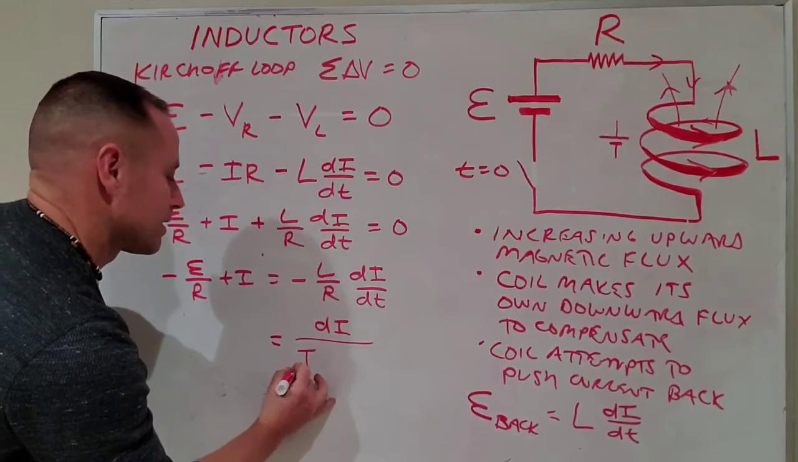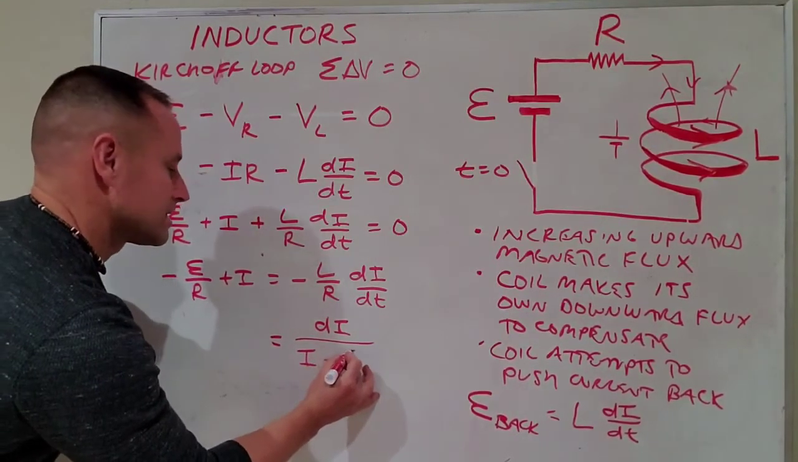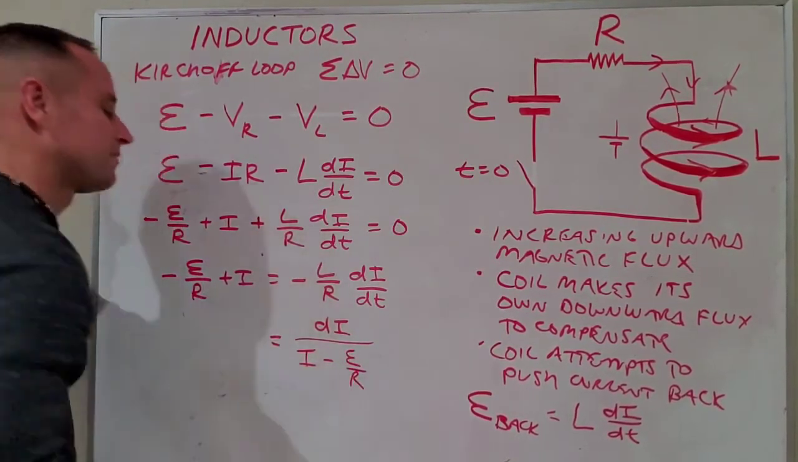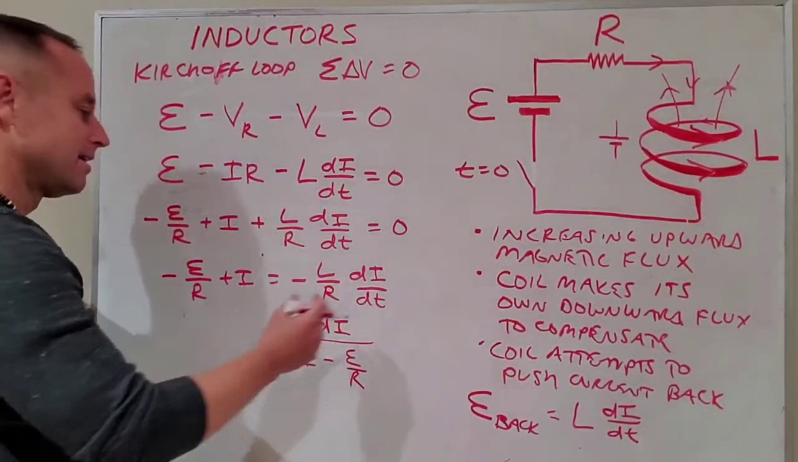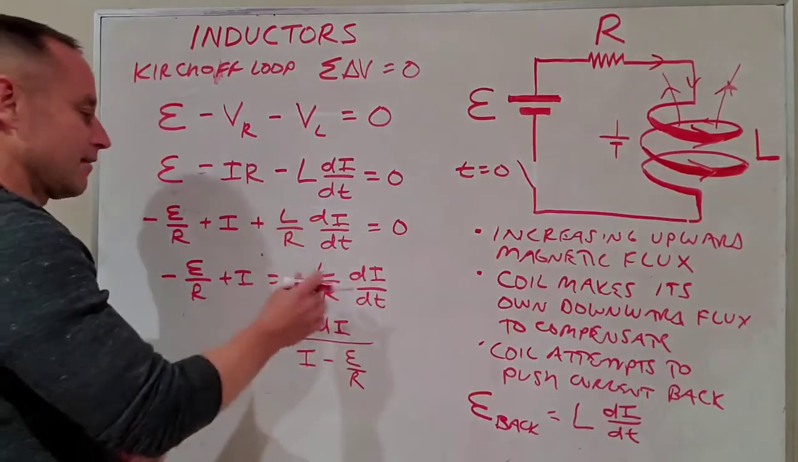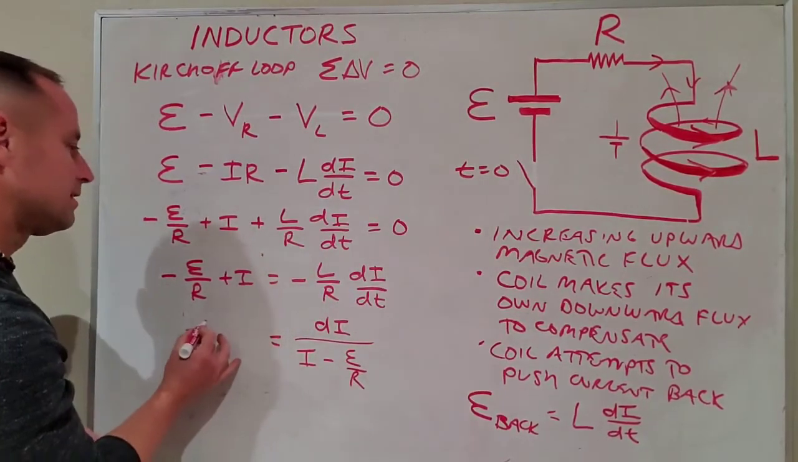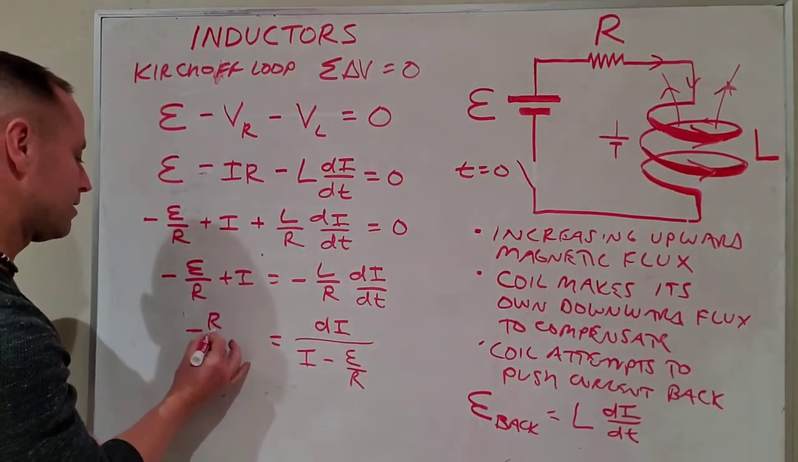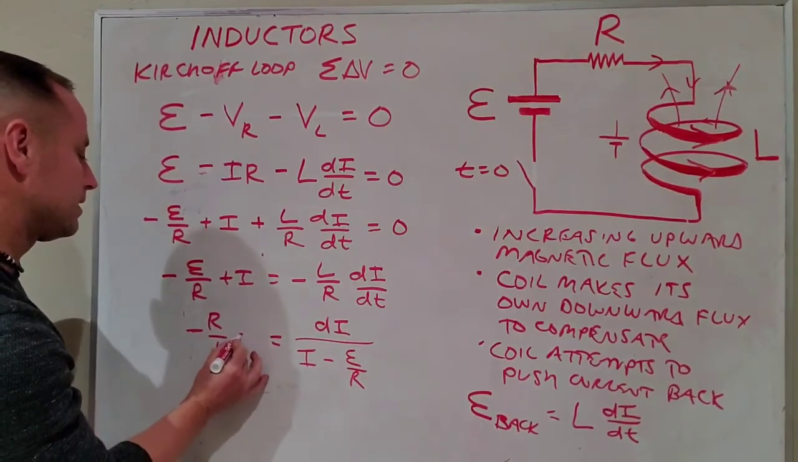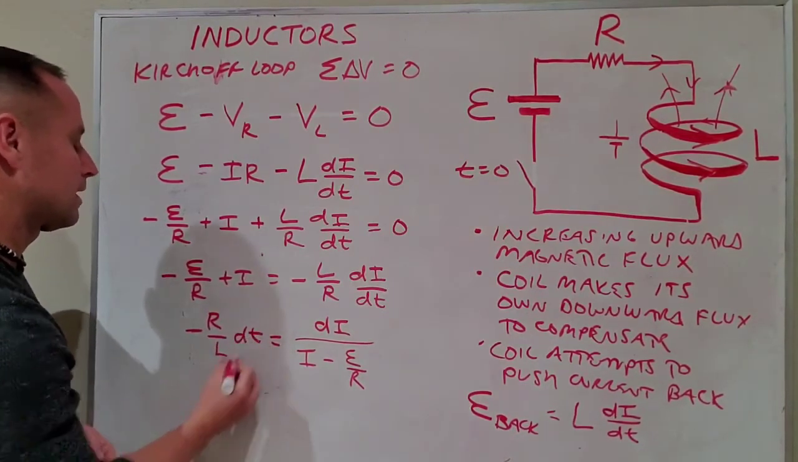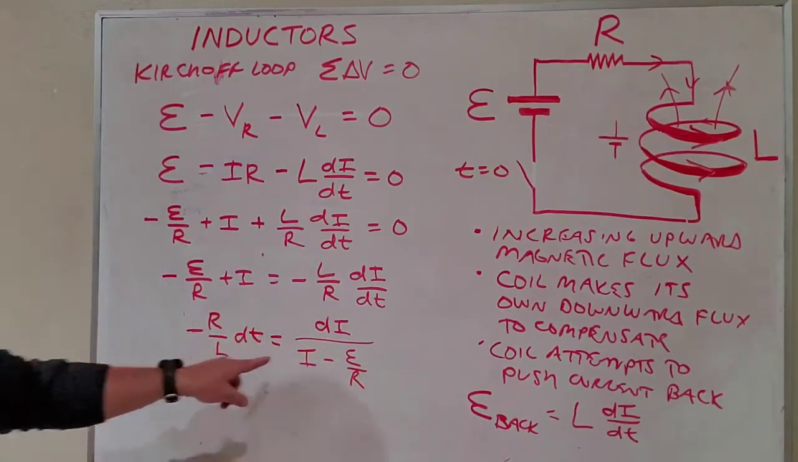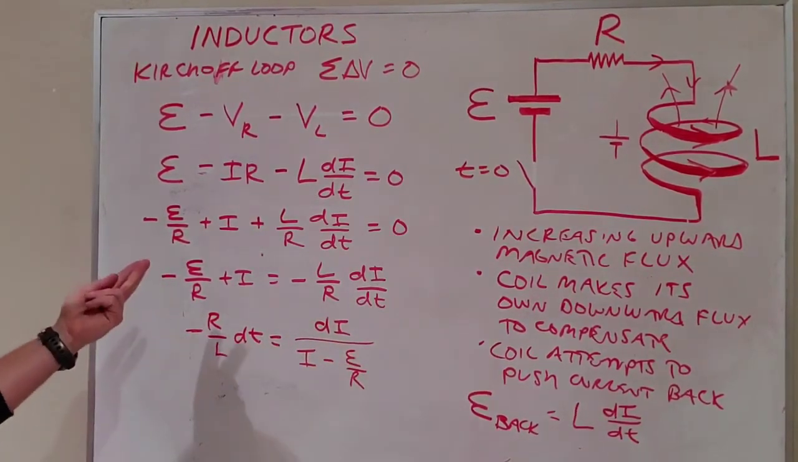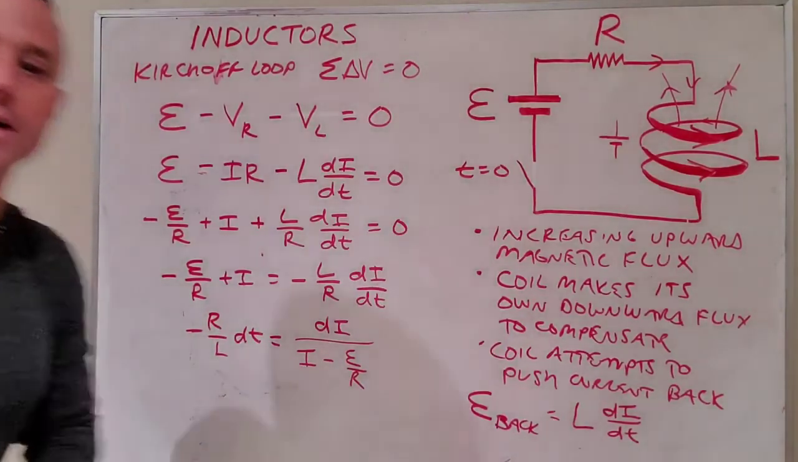Just to make it pretty, I think I'm going to reverse the order of these: minus epsilon over r. Okay, and then everything else I'm just going to herd over to the other side. So let's bring this guy over here. This will be minus r over L dt. Okay, so we've successfully separated the equation, and now we're ready to integrate.